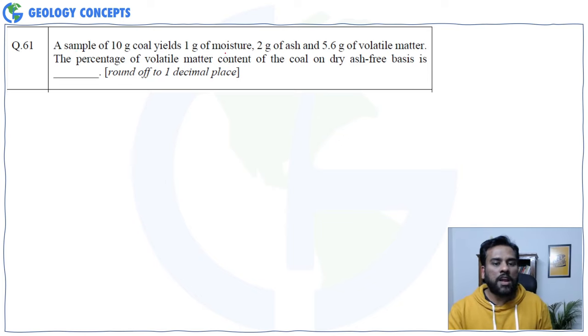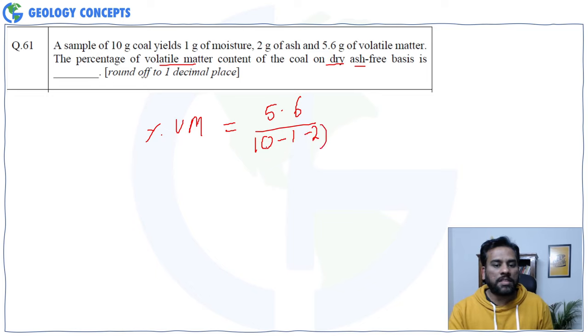A sample of coal, 10 gram, yields 1 gram of moisture, 2 gram of ash and 5.6 gram of volatile matter. What is the percentage of volatile matter content of the coal on dry ash free basis? First of all we want to calculate the percentage volatile matter. So obviously 5.6 gram divided by 10, dry, so let's remove the moisture, 10 minus 1, ash free, let's remove the ash. This is the basis on which you have to calculate the percentage of volatile matter. Dry ash free, so remove moisture, remove ash, into 100 to give it in percentage. So this will be 5.6 divided by 7 into 100. So this is 0.8 into 100, which is 80.